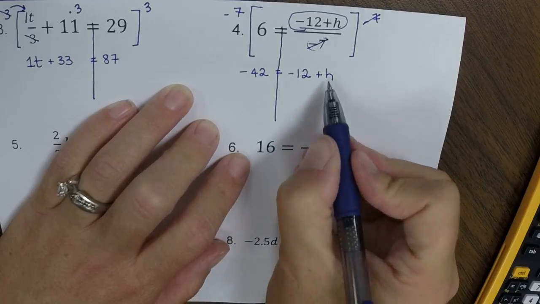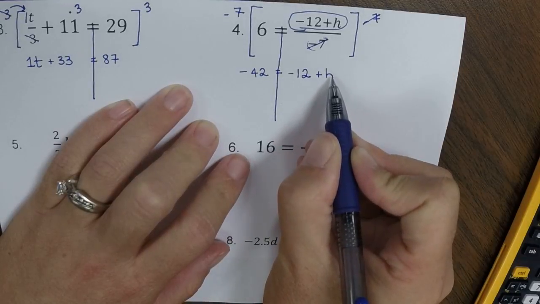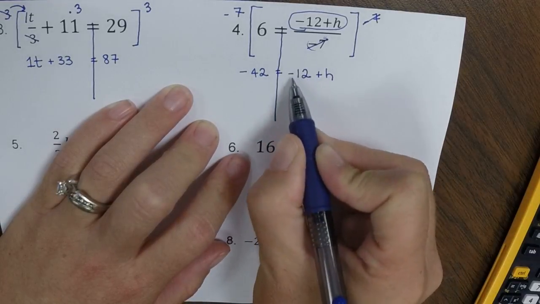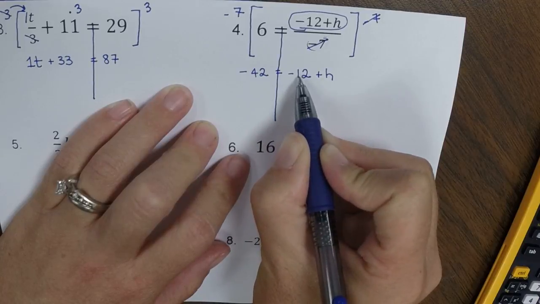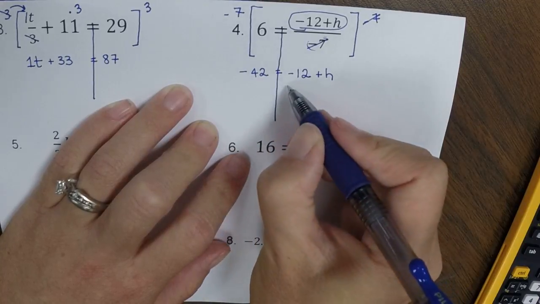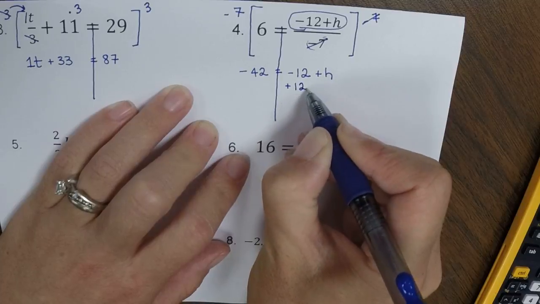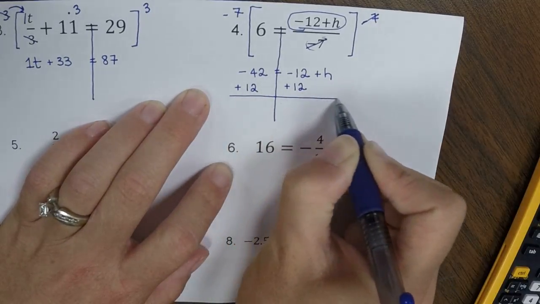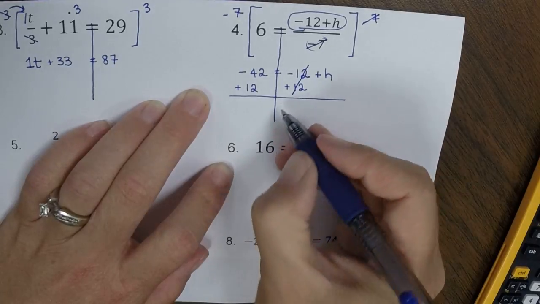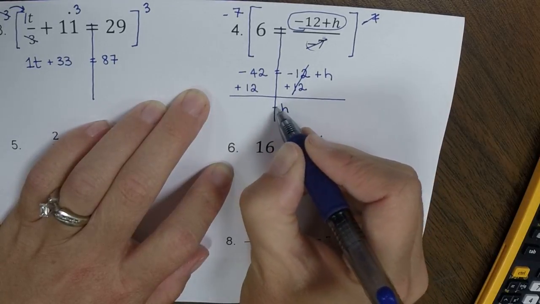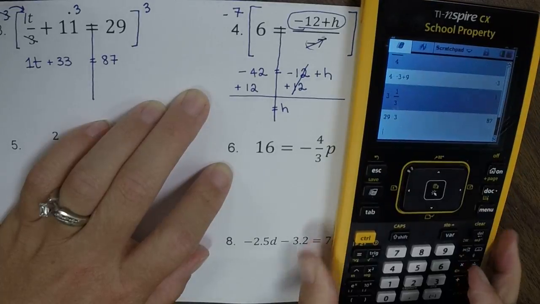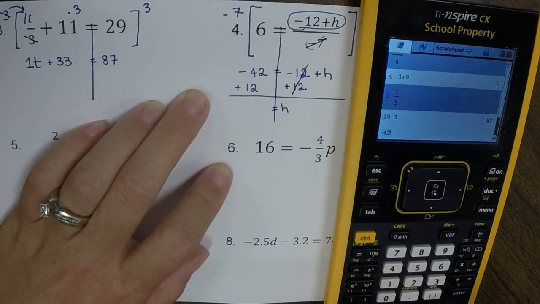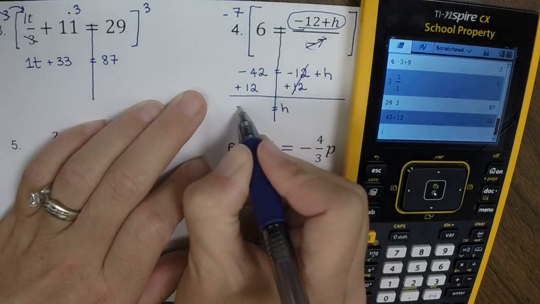So now I'm trying to get the variable by itself. That means what needs to move is this -12. The opposite operation of subtracting 12 is to add 12. So I should have h equals, and then if I do -42 plus 12, I get -30.